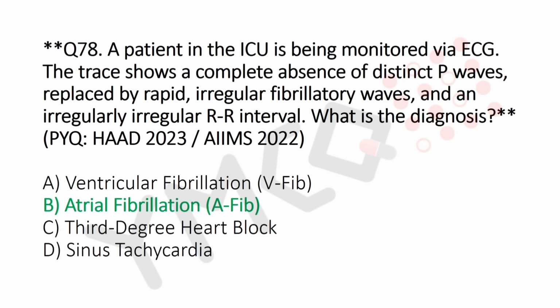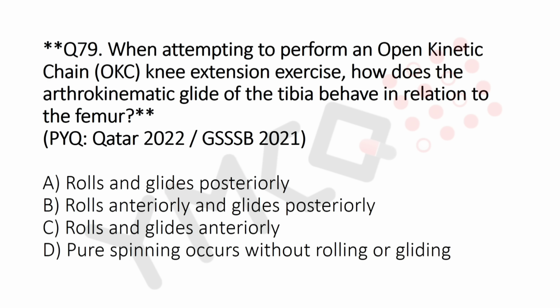No P waves and an irregular RR interval is the textbook definition of atrial fibrillation. The atria are quivering instead of pumping properly. Okay. Now let's move to question number 79.